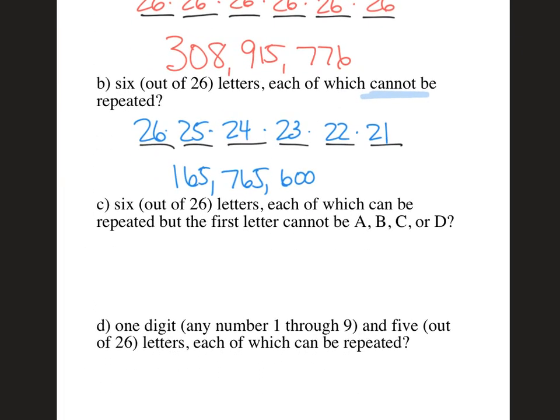All right, 6 out of 26 letters. So we're doing 6 again. We've got a license plate that's got 6 digits. And so we've got 1, 2, 3, 4, 5, 6 blanks to fill. All right. Each of which can be repeated, so we're totally allowed to repeat, but the first letter cannot be A, B, C, or D. So this first letter is not going to be out of 26, it's going to be out of 22 because we can't use A, B, C, or D. But then after that, we're back up to 26 because we can use all 26 letters and we can totally repeat, okay?